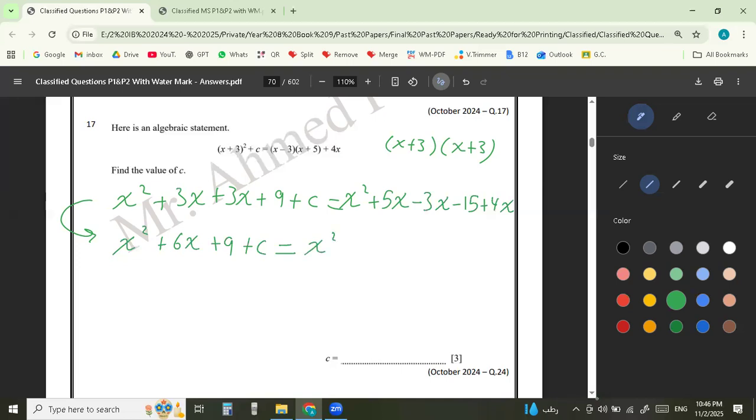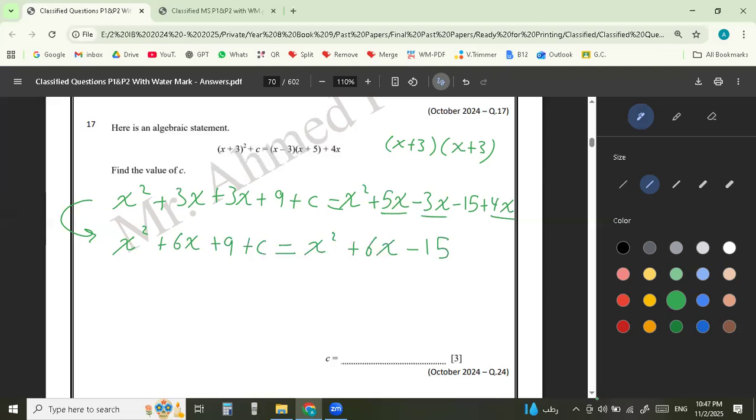Equals x squared, which remains the same, so I don't have another x squared on this side. But plus 5x minus 3x plus 4x, I need to collect these three. 5 minus 3 is 2x. So 5x minus 3x is 2x. 2x plus 4x is 6x, minus 15. Oh, Mister, one second, I noticed something.